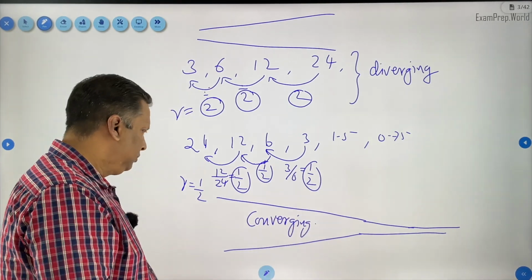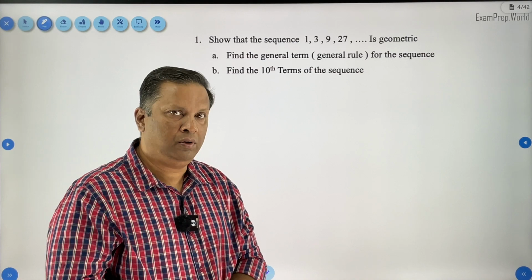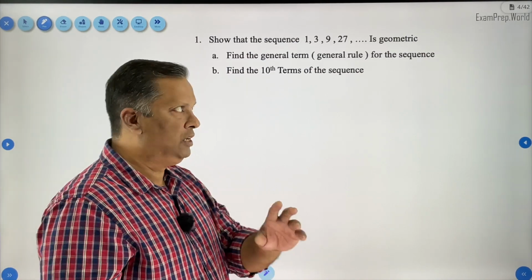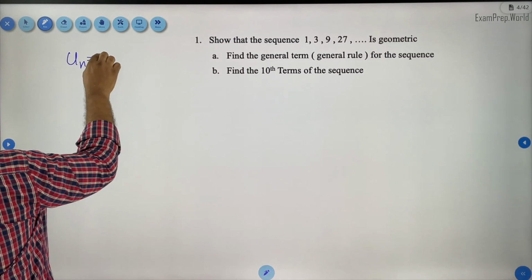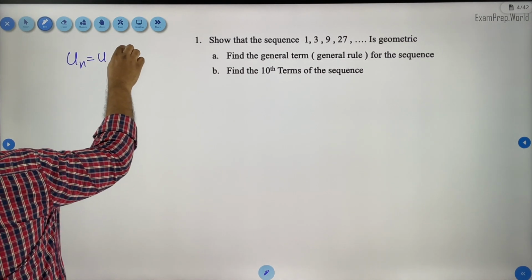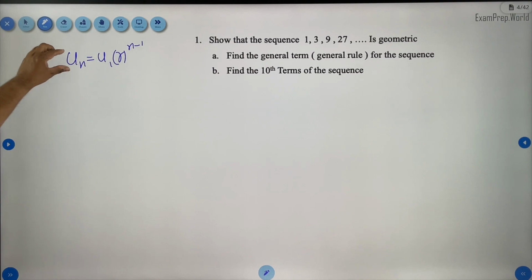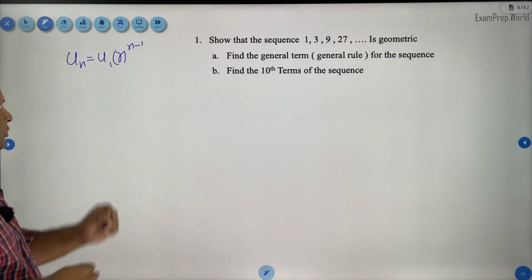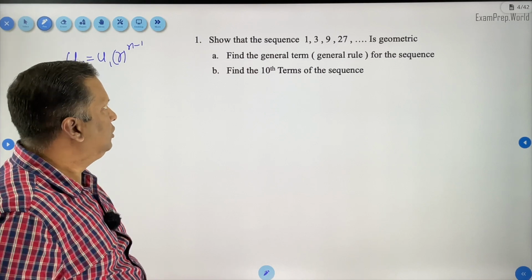Here we were talking about finding the general rule of a geometric sequence. First I will give you the formula. u_n for a geometric sequence is u_1 times r to the power n minus 1. This is the general rule. u_1 is the first term, and r is the common ratio. So let's begin with this.